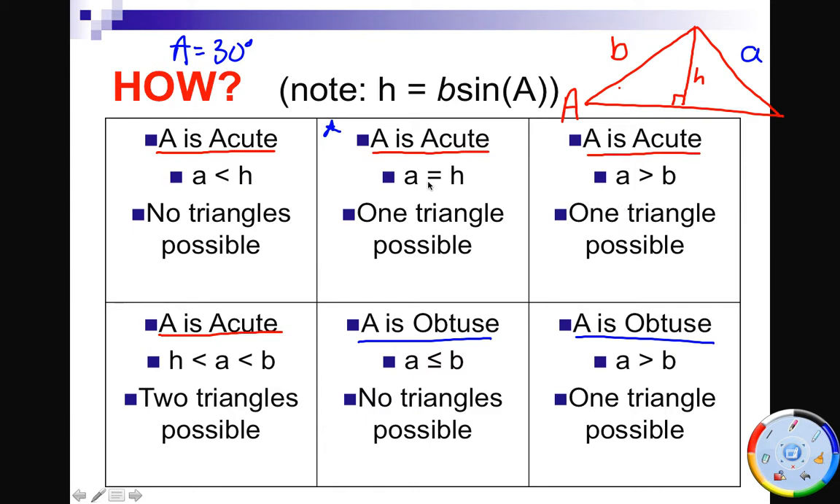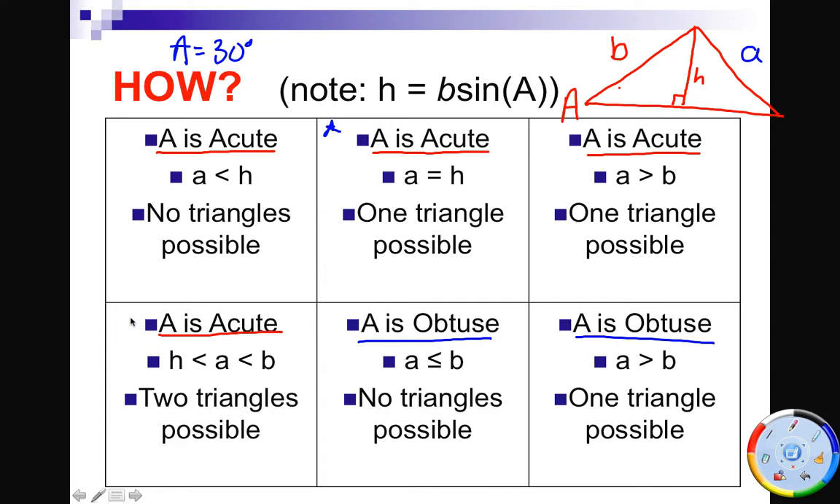Then you come over here. Okay, what if a wasn't equal to h? What if A was bigger than B? So if A is the side opposite and B is this side here, and A is longer than B, then there's only one triangle that is possible for these pictures.